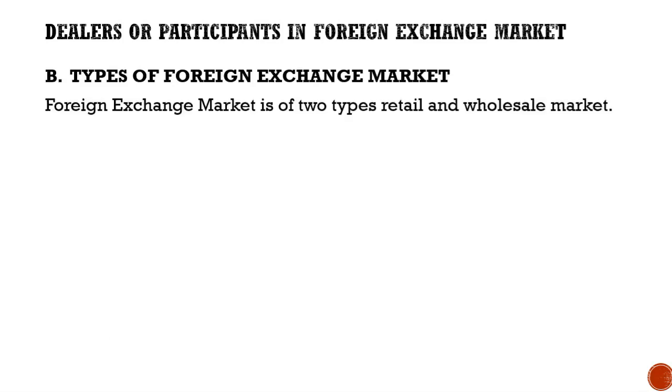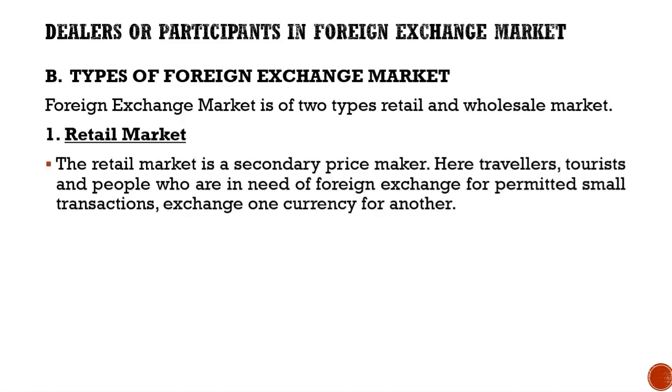Okay, now the next part is the types of foreign exchange market. Foreign exchange market is of two types, basically the retail and the wholesale market. So first we'll discuss the retail market. The retail market is a secondary price maker. Here the travelers, tourists and people who are in need of foreign exchange for permitted small transactions exchange one currency for another. So retail markets are basically for those people who require foreign exchange in small amounts.